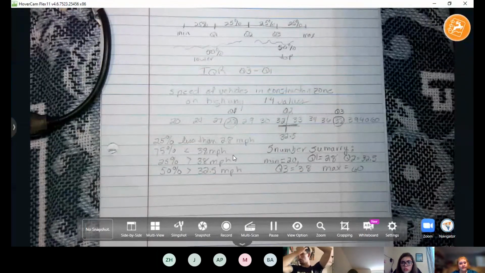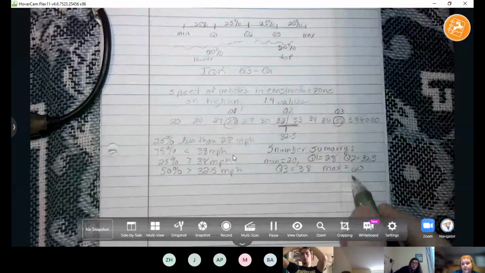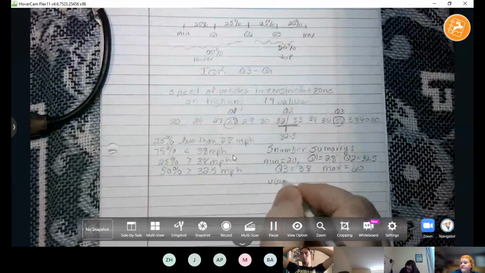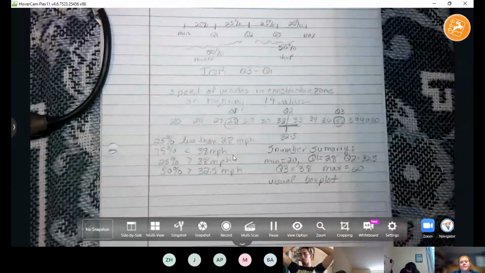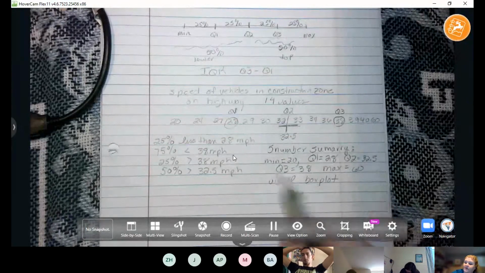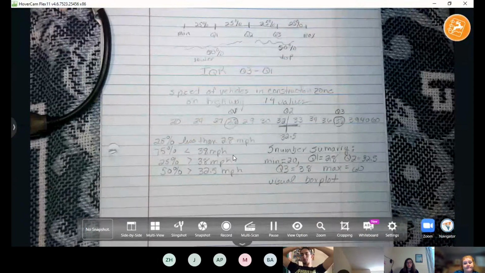What kind of visual can you make when you know a 5-number summary? The visual that you can make from a 5-number summary is a box plot. So that presentation goes into how you create your box plot if you know your 5-number summary. So this is a presentation that you can create when you know that information.